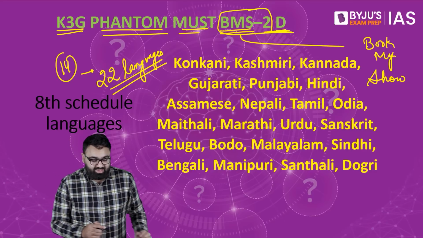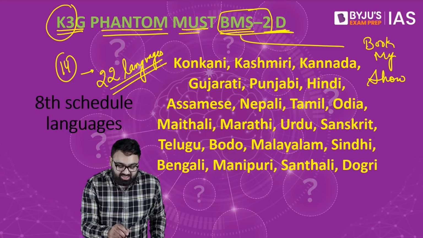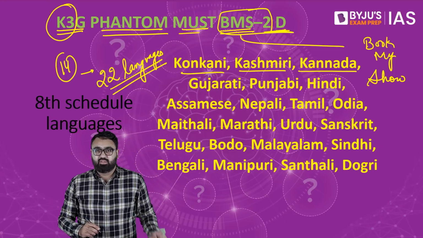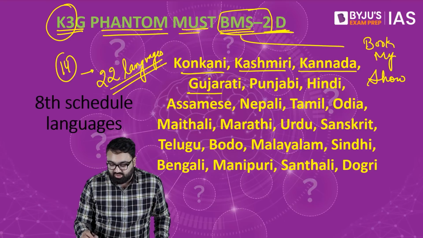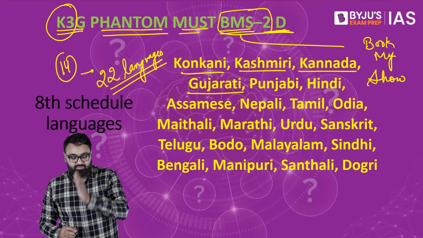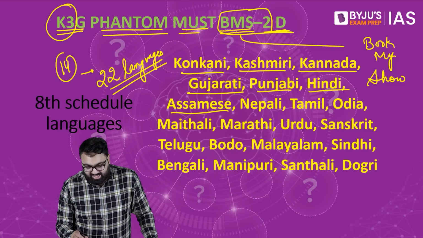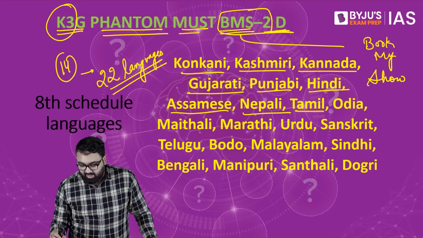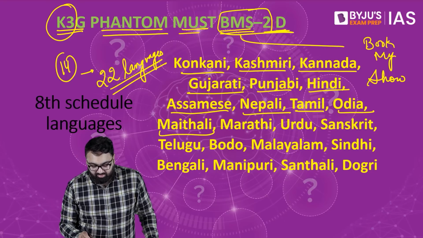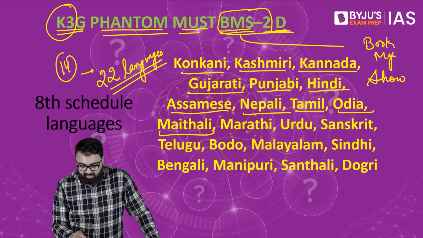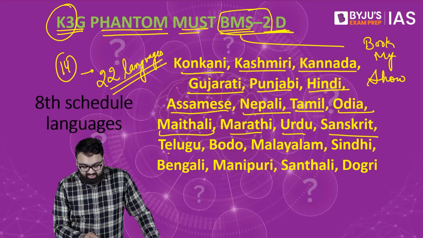Let's see how. K3G means there are 3 Ks. Konkani, Kashmiri and Kannada. Next, G. G stands for Gujarati. Then we come to Phantom. P for Punjabi, H for Hindi, A Assamese, N Nepali, T for Tamil, O for Odia and M for Maithili. Then the next word is Must, M-U-S-T, Marathi, Urdu, Sanskrit and Telugu.